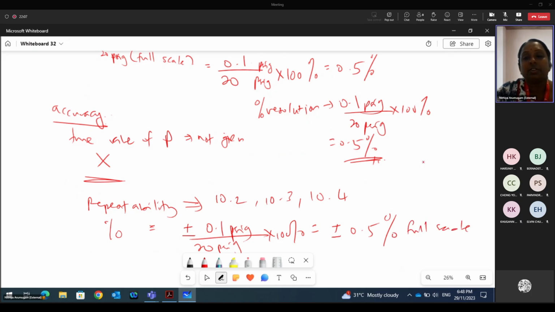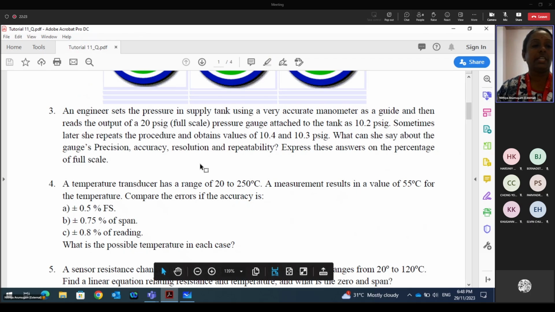All the values we calculated just now are for full scale. So full scale is 100%. Now here the answer is 0.05, meaning plus minus 0.05 with the original answer. That is question number 3.